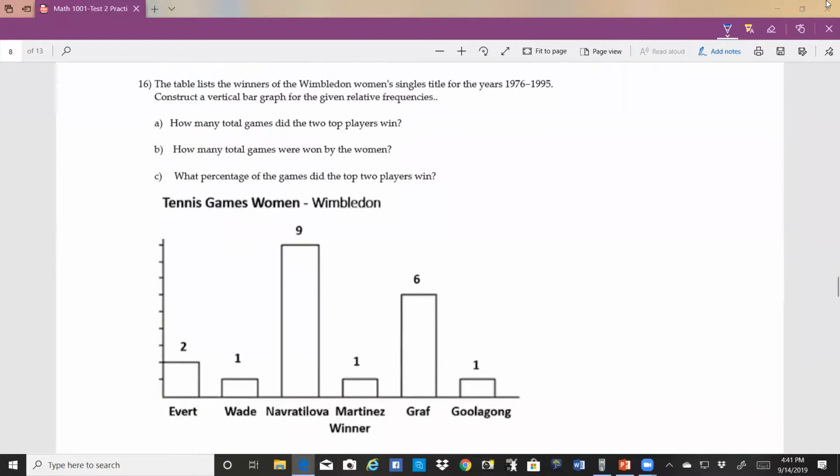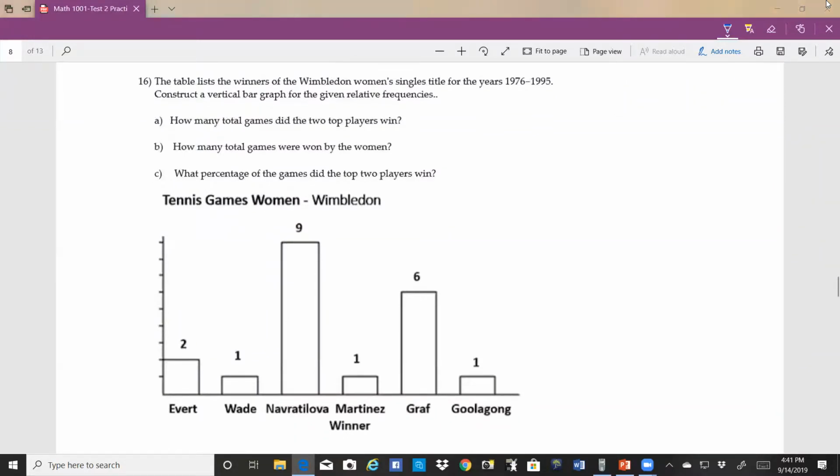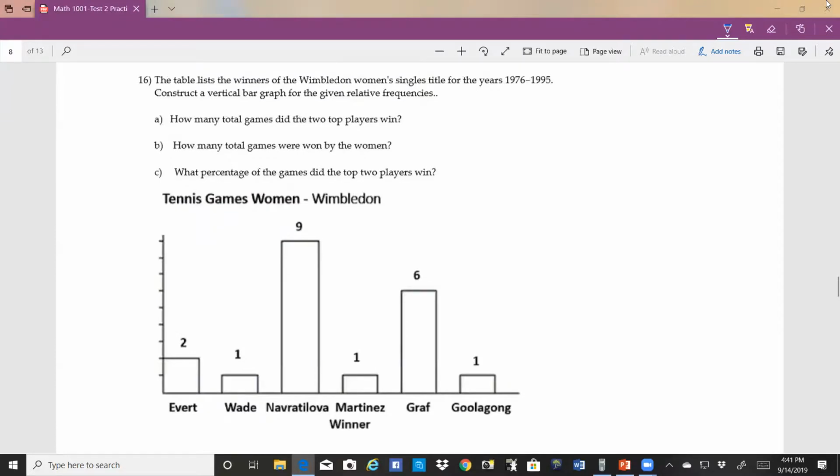Now we've got a bar chart here, a vertical bar chart, and it lists the winners of the Wimbledon women's singles title for the years 1976 to 1995. Obviously, if you look at these names, this is before Venus Williams came on the scene, because she's been dominating things for quite a long time.